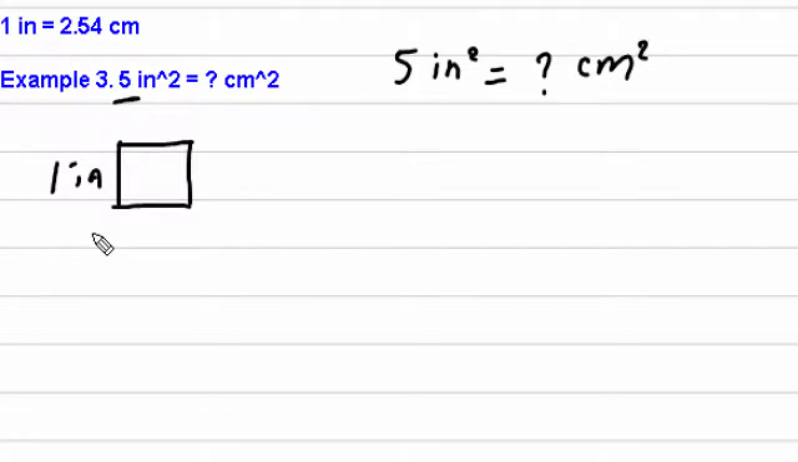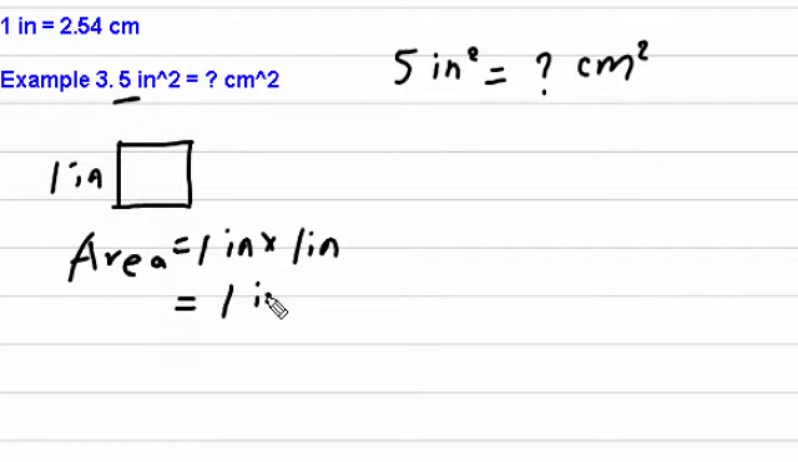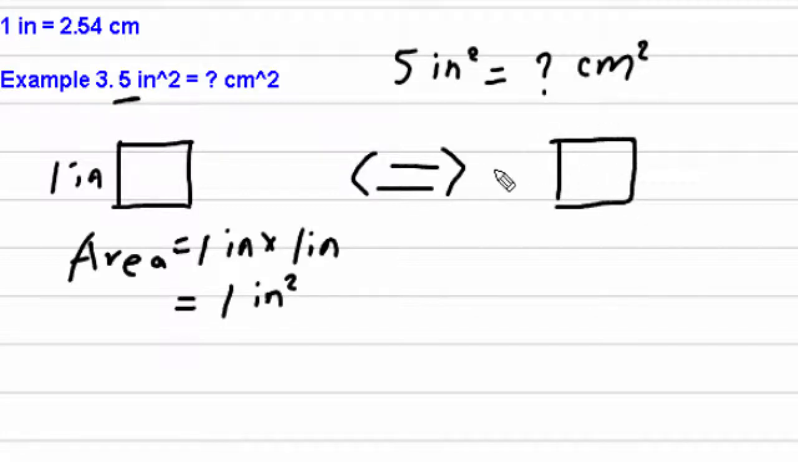So by definition, the area of the square would be 1 inch times 1 inch, and that's 1 square inch. Okay? And think about our inch to centimeter conversion. This square with each of the sides being 1 inch is actually exactly the same as another square for which the length of each of the sides is 2.54 centimeters, right? And this is basically what's given here, which is 1 inch is equal to 2.54 centimeters.